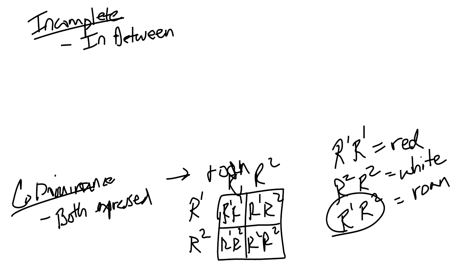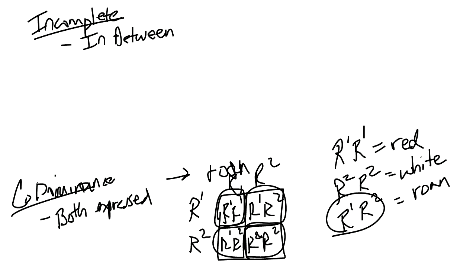Okay, so what we find out is 25% will be R1, R1, which is red. 50% will be R1, R2, which is roan. And 25% will be R2, R2, or white. So that's an example of codominance.